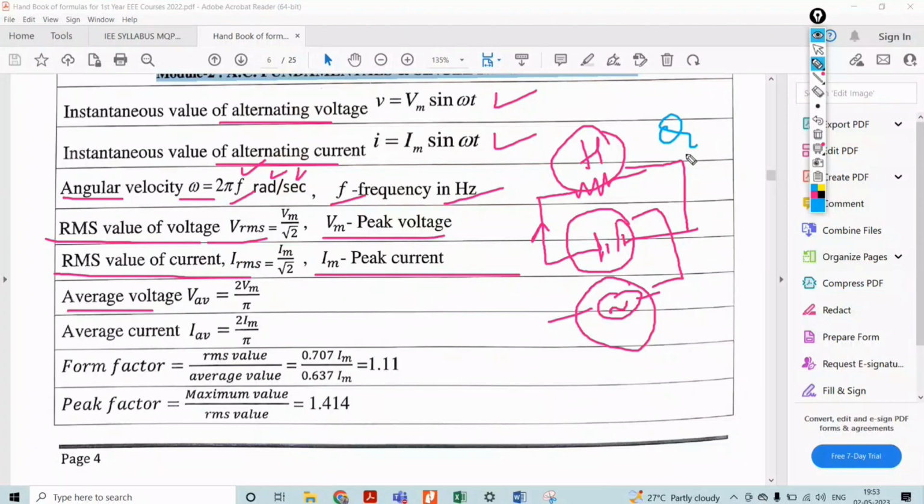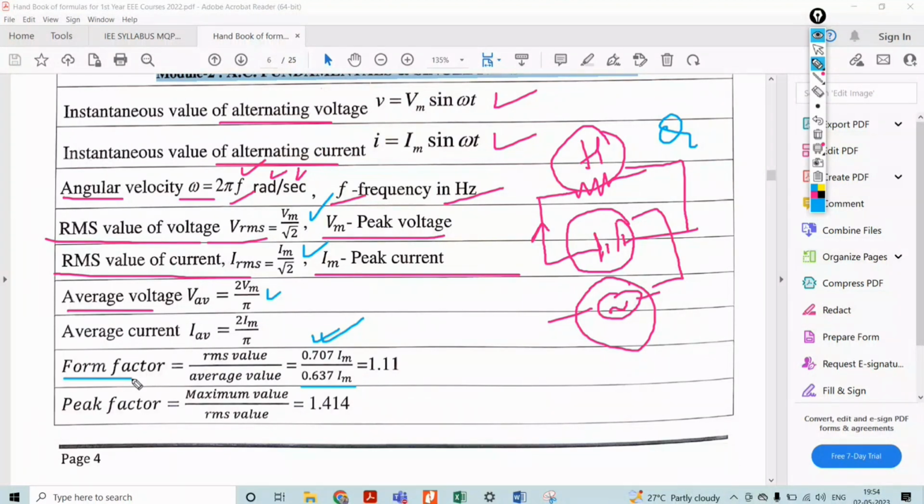Keep this in mind with respect to the alternating quantity. V average is equal to 2Vm by pi, and I average is equal to 2Im by pi. Corresponding to the RMS value, it is 0.707 into Im, and corresponding to the average value, it is 0.637 into Im. The same applies if it is voltage Vm, for the RMS and the average. These things you have to remember. These are the mathematical equations with respect to the values. Keep this in mind.